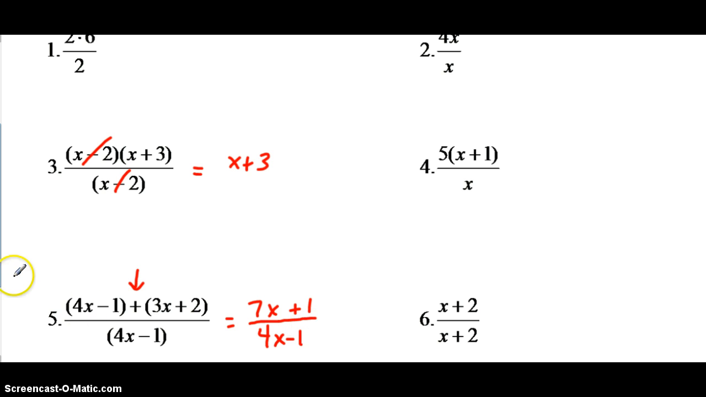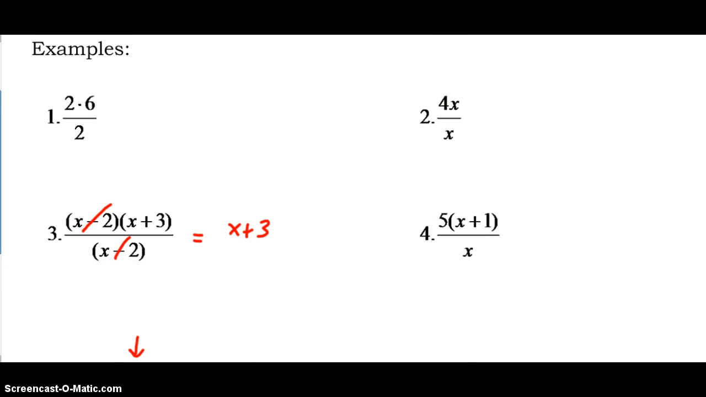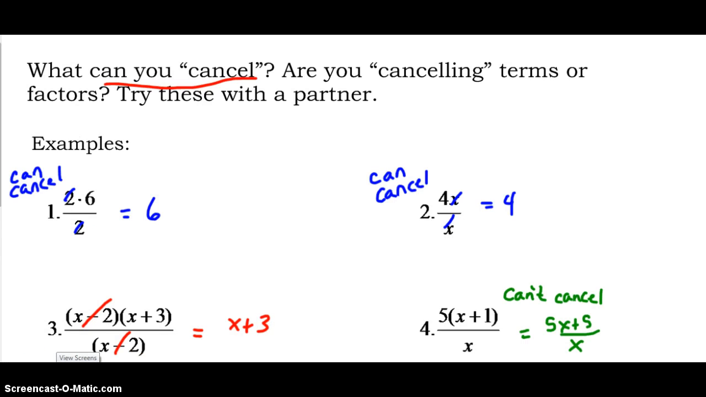Alright, I want you to go ahead and pause the video and work through 1, 2, 4, 6, 7, and 8 and see what you think you can cancel and when you can't. Okay, so number 1, you can cancel. They're multiplying there, so you can cancel a factor of 2 and it simplifies to 6. For number 2, you can cancel the x and it simplifies to 4.